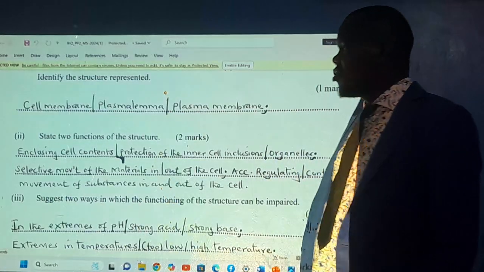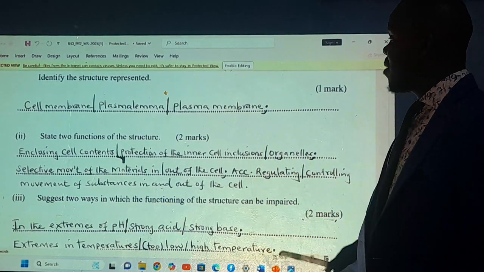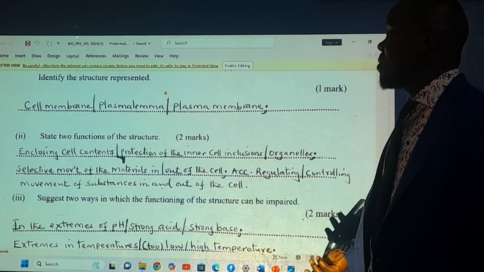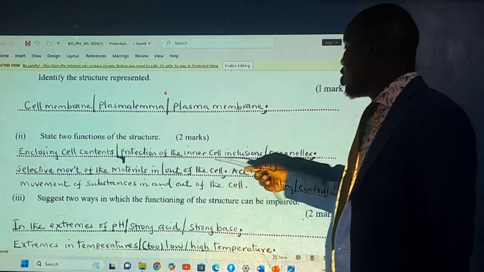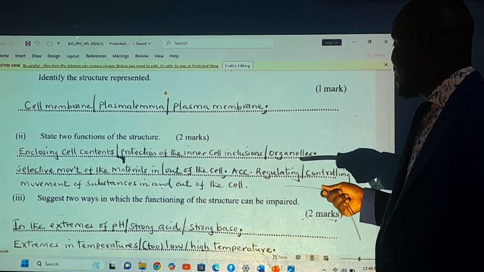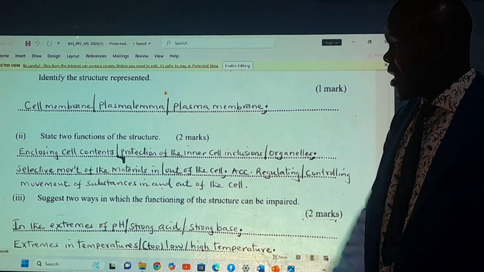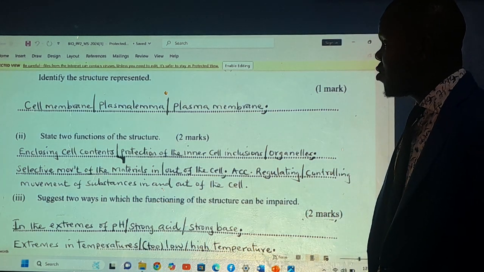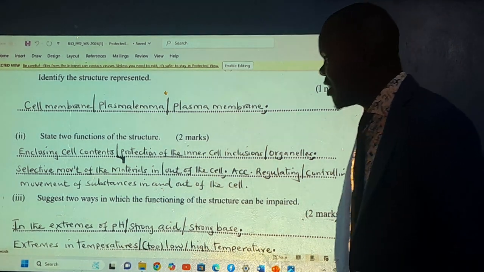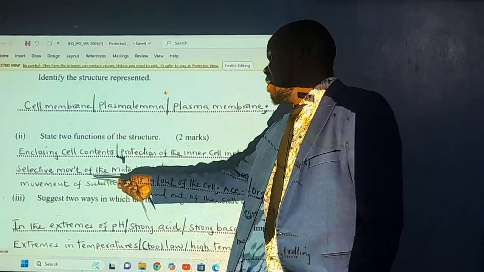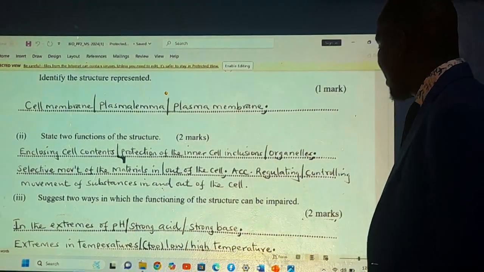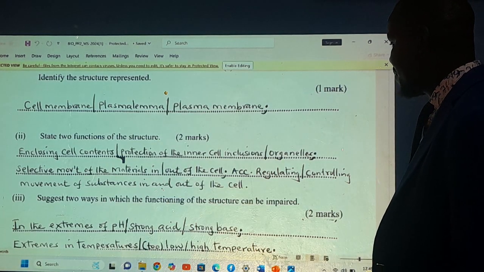State 2 functions of the structure. The cell membrane's role is about, we are speaking about, semi-permeability. Again, it encloses the cell contents, protecting the inner cell inclusions, the organelles. We have many organelles inside the cell membrane, so its role is to enclose those cell contents. Then number 2, I've shown you the semi-permeable structure. This will allow selective movement of materials in and out of the cell.